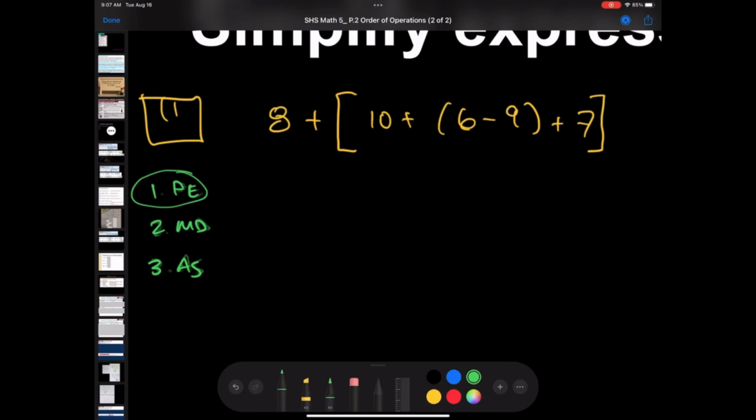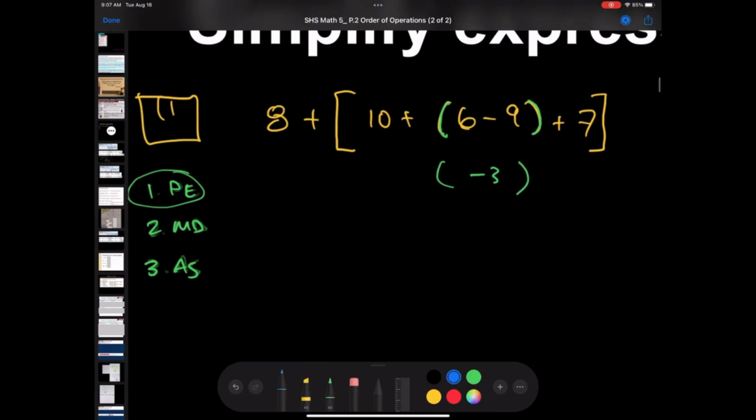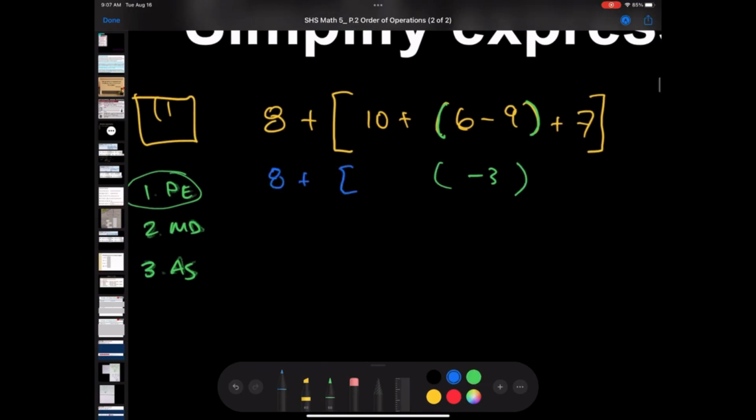So let's do this first chunk here. Do we see any grouping symbols? Well, we have the parentheses here. We're going to work from the inside out. Inside out. So 6 minus 9 is a negative 3. I'm just going to rewrite the problem here. 8 plus bracket 10 plus negative 3 plus 7.